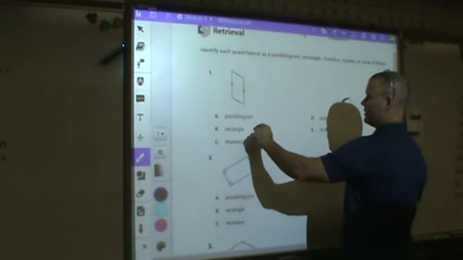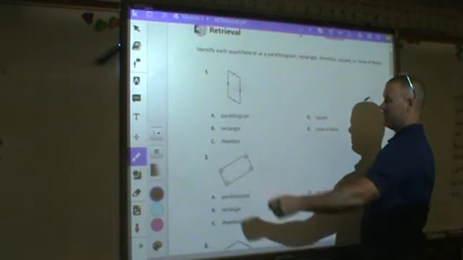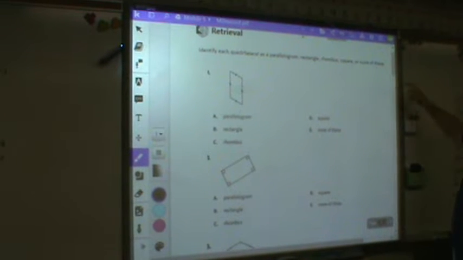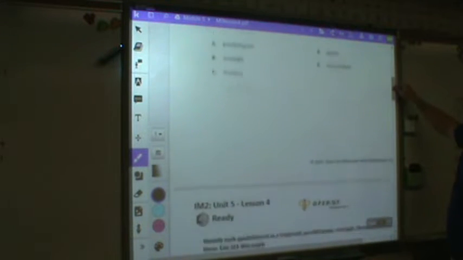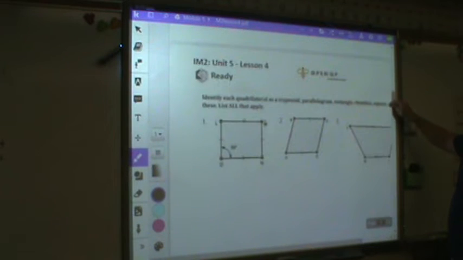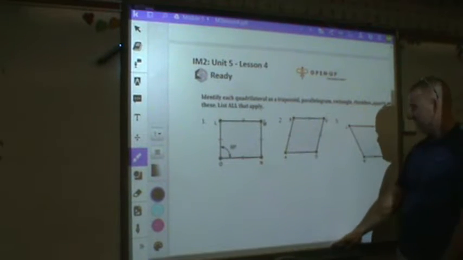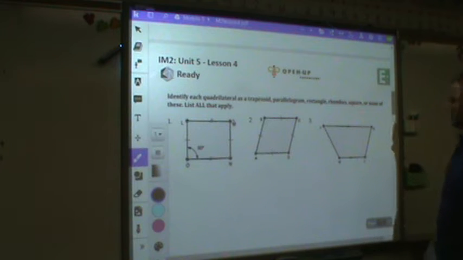So when you look at this, number one ought to be easy. One is a parallelogram. That's pretty self-explanatory for those ones. Down here you have to list all that apply, so this is where it gets pretty tricky.